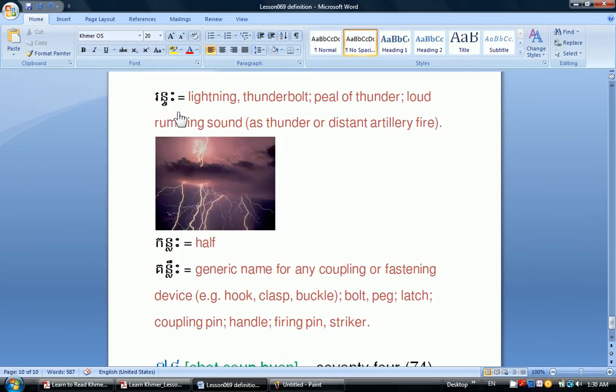Runteh means lightning, thunderbolt, peal of thunder, or a loud rumbling sound as thunder or distant artillery fire. Here is a picture of runteh. Kunlah means half. Kunlu is a generic name for any coupling or fastening device, for example a hook, a clasp, a buckle, a bolt, a peg, a latch, a coupling pin, a handle, a firing pin, or a striker.